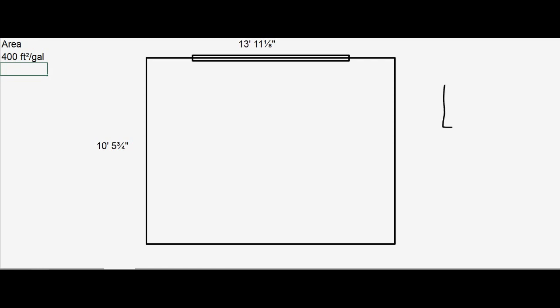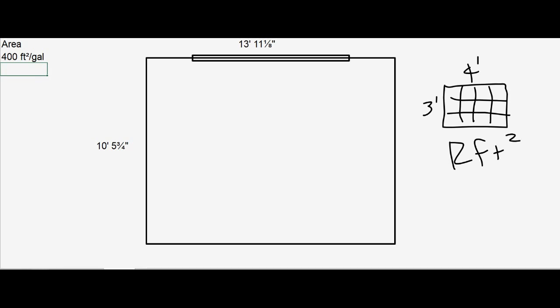First of all, if I have 3 feet by 4 feet, I end up with 12 square feet. I have 3 rows of 4, or I have 4 3 times. 3 times 4 is 12. So I just multiply my length and my width.